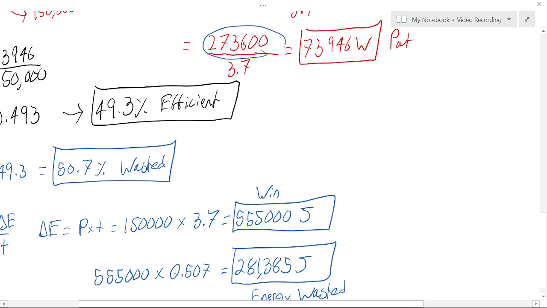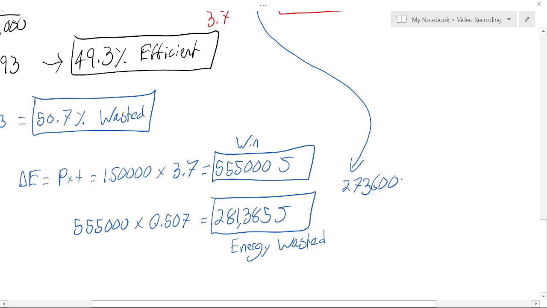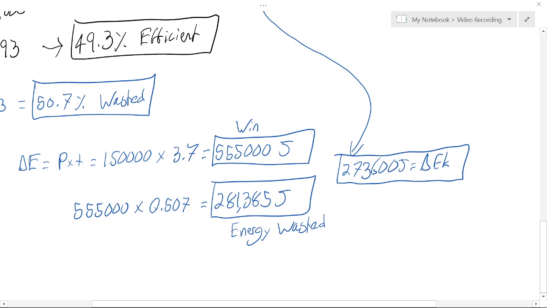And let's compare that with this value here. This was the energy, just for comparison, 273,600 was the useful energy. This was the delta EK. So if this many joules was useful, 273,000, and 281,000 was wasted, sorry if you can hear my dog, my apologies, we can see that a little over 50% was wasted and a little under 50% was useful, which supports our calculation that we are 49.3% efficient.